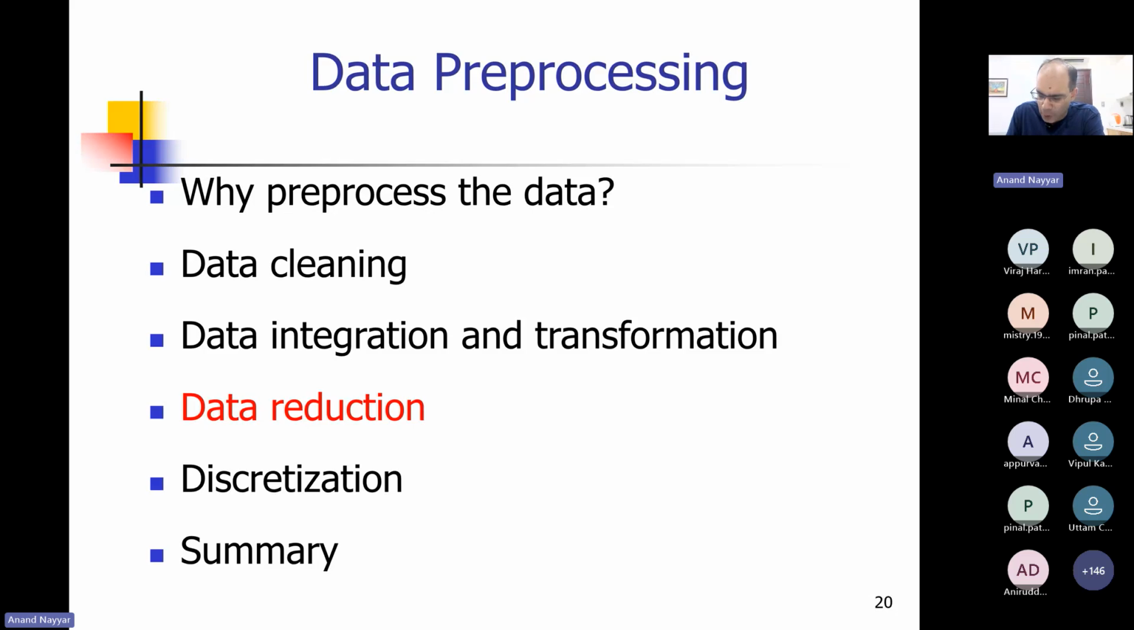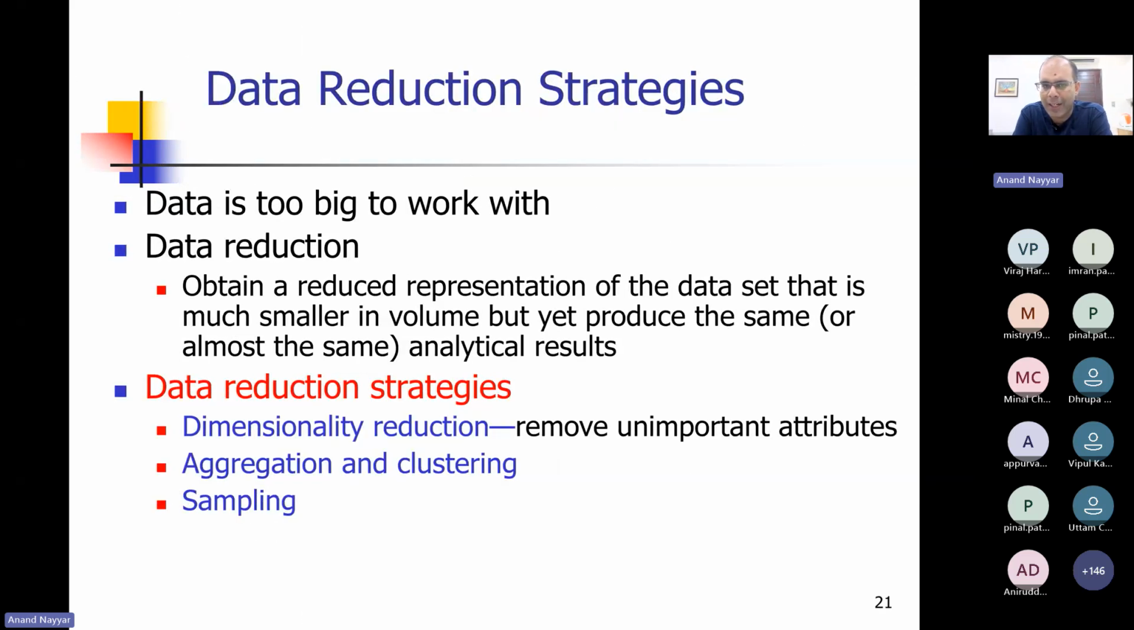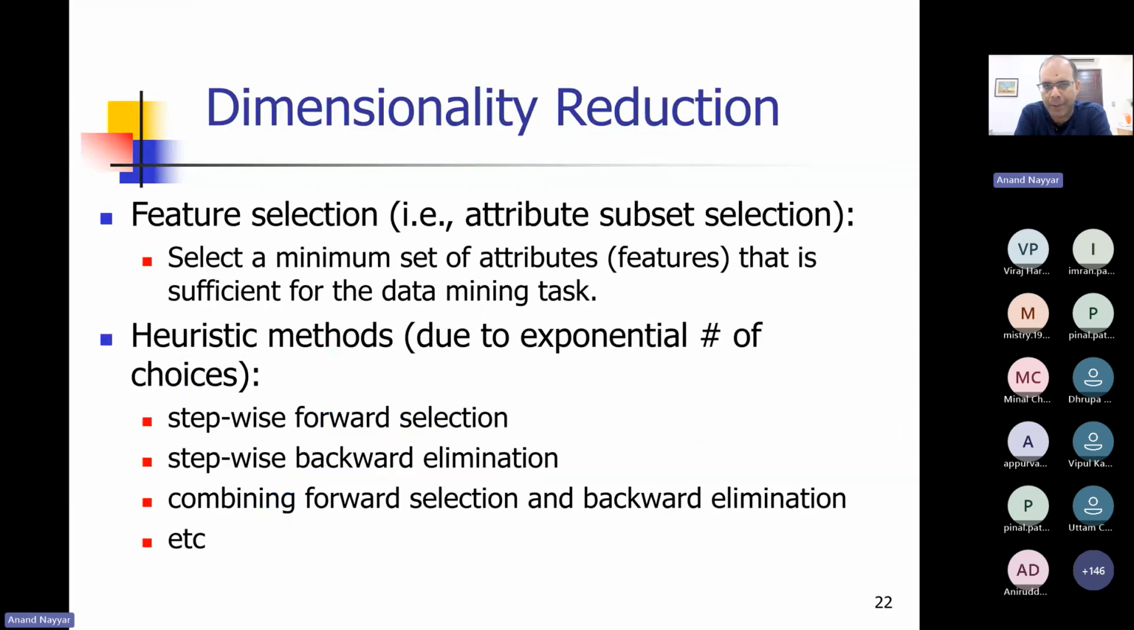So now everybody, I will talk about data reduction. Data is too big. The data reduction strategy I've already given to you. That is dimensionality reduction. If one of the attributes is not required, you can remove it. You can perform aggregation. You can perform sampling. And that's the answer, everybody. Mostly we can use stepwise backward elimination depending on the data. But these days, with high-end data sets, we combine forward selection and backward elimination.